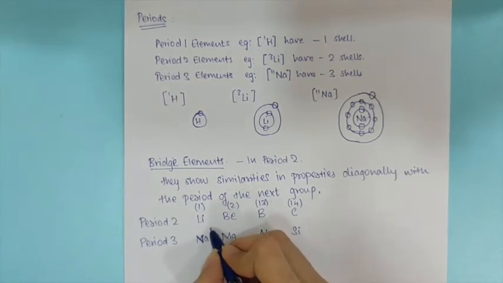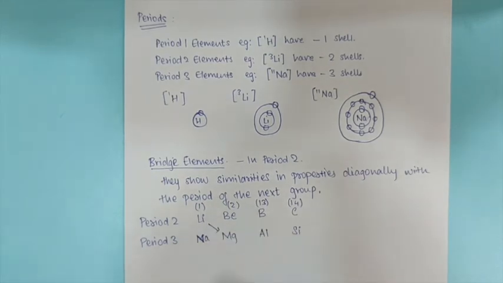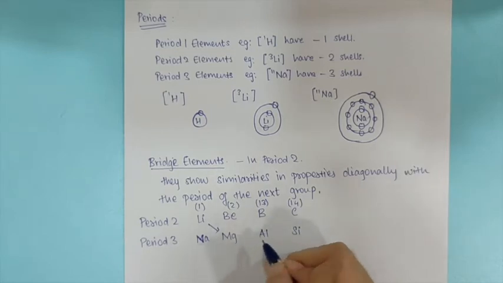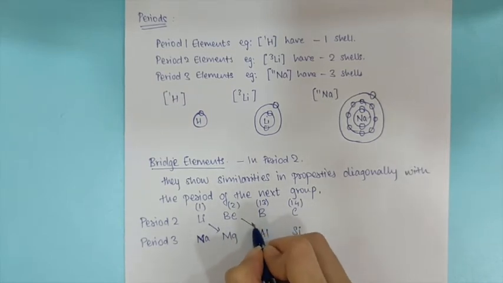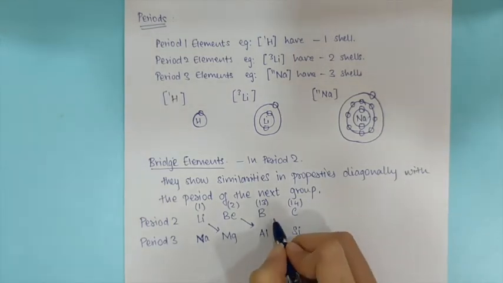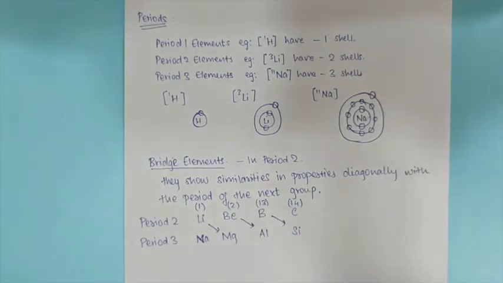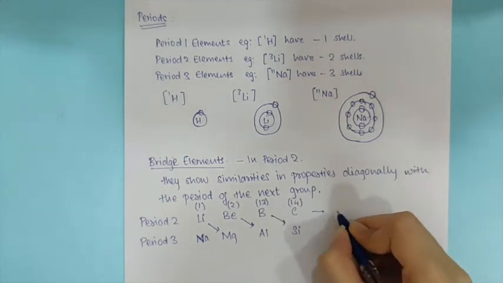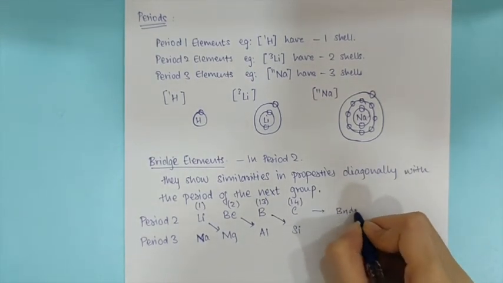So the properties of lithium will be similar to that of magnesium. The properties of beryllium will be similar to that of aluminium. And likewise, the properties of boron will be similar to that of silicon. So, the elements in period 2 are called the bridge elements.